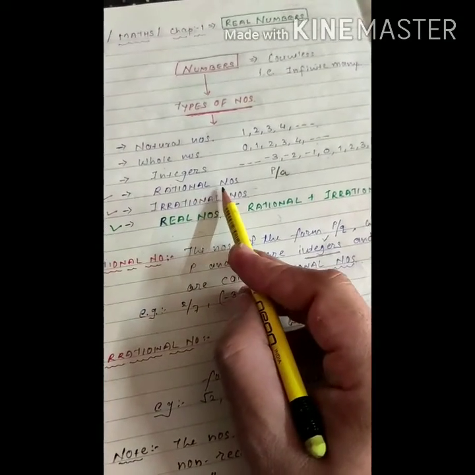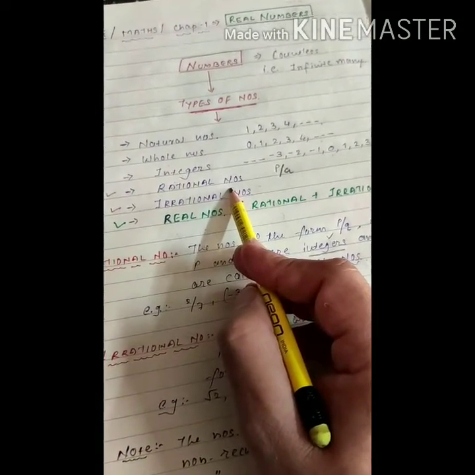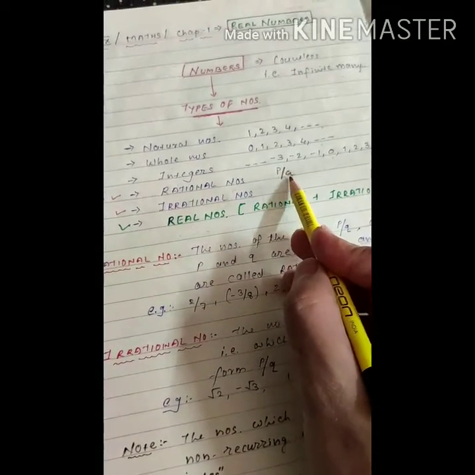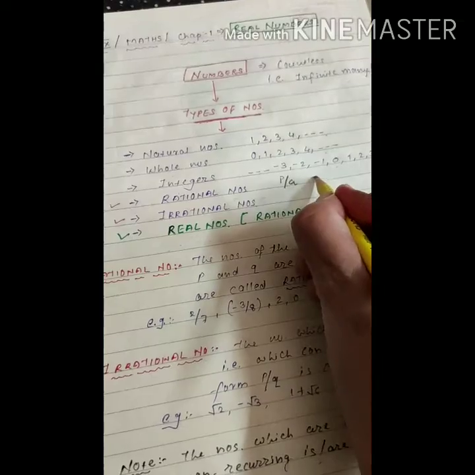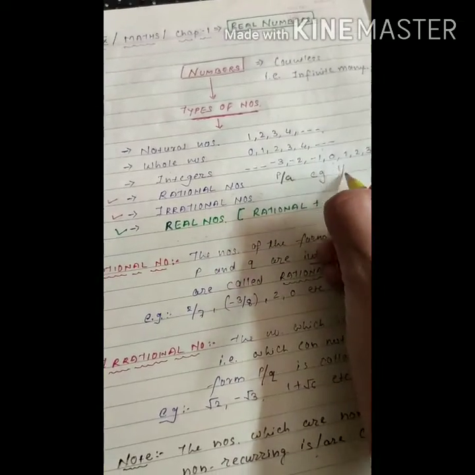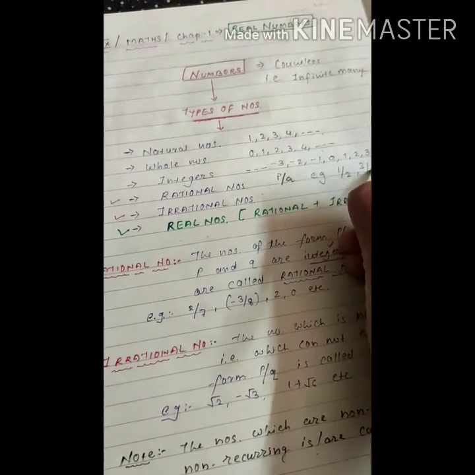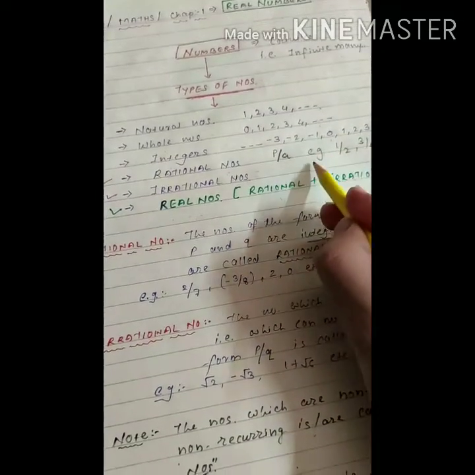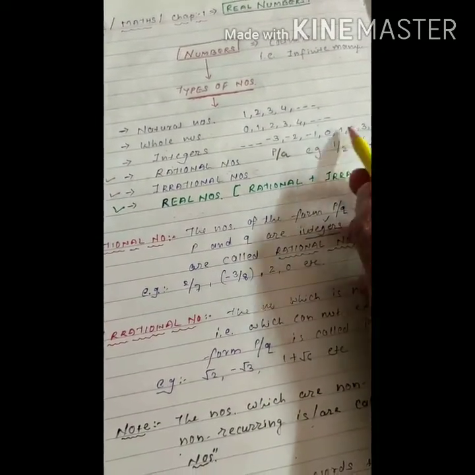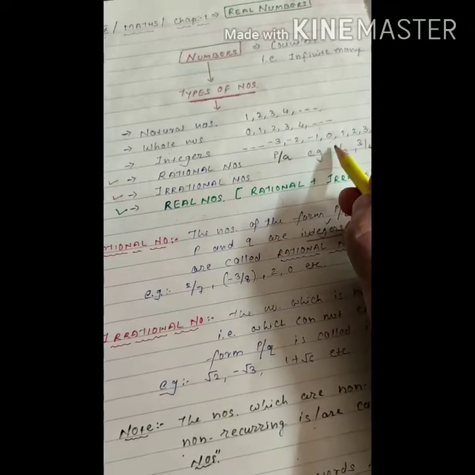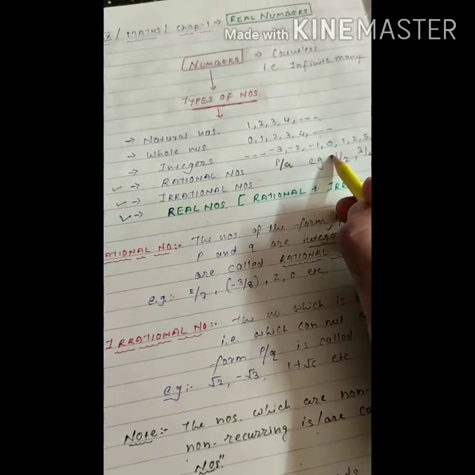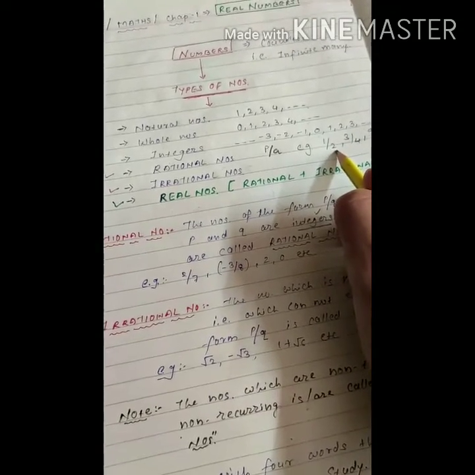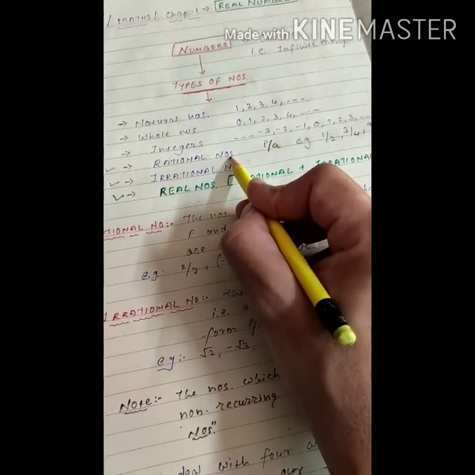Now the next number is rational numbers. The numbers which are in the form of P upon Q. Example, 1 by 2, 3 by 4, 9 by 7. So all the numbers which we can write in the form of P by Q, where the upper part is the numerator and the lower part is called the denominator, these are called rational numbers.